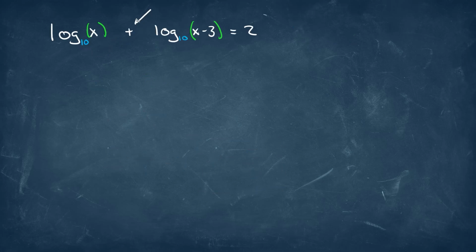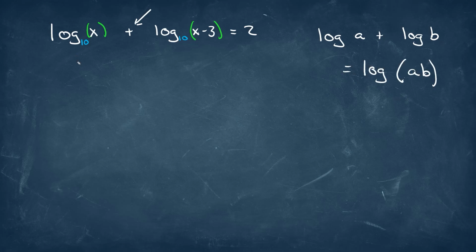When we have this plus sign, this actually means a special function where if we have log of a plus log of b, that's going to be the same thing as one log, where we multiply a times b inside. Now this can only work if we have the same log base on both sides, whatever that could be: 10, 5, 2, whatever. So since we have the same log, we can actually multiply these together. So we'd get log base 10 of x times x minus 3 is equal to 2.